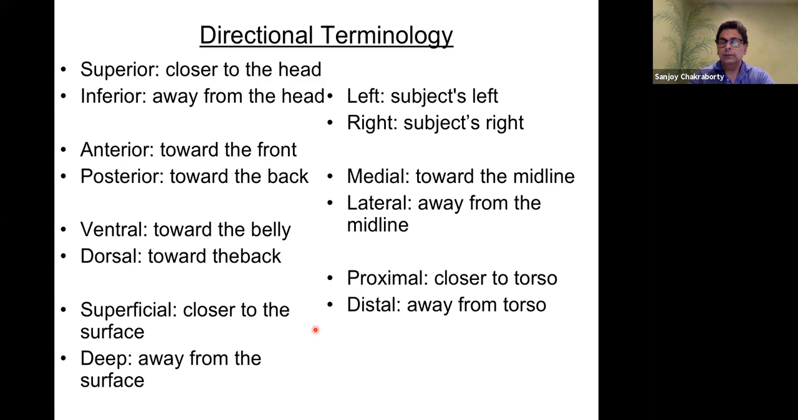Medial and lateral. Medial is closer to the midline. Lateral is away from the midline. So from a nose, if you just imagine there is a straight line, anything closer to that midline is medial. Anything away from the midline is lateral. So if you think about your eye and the ear, the eye is medial compared to the ear. The ear is more lateral.